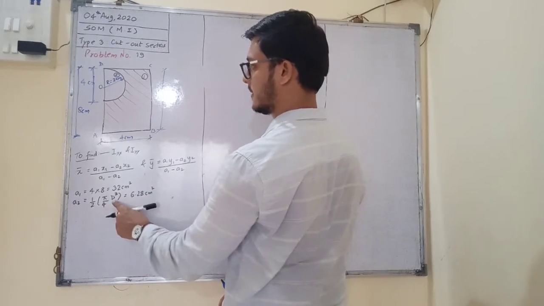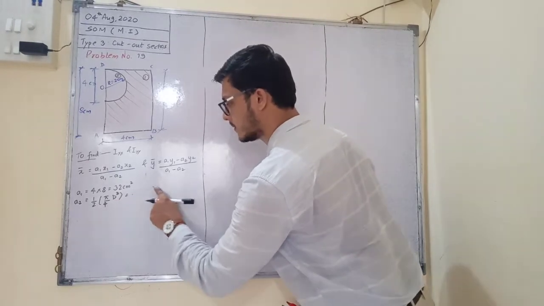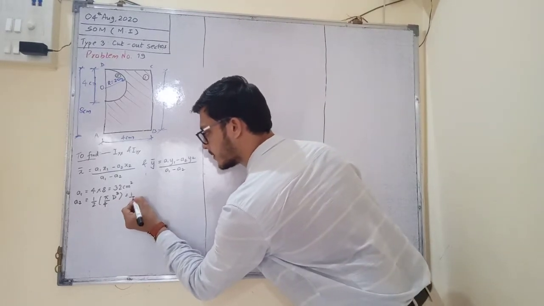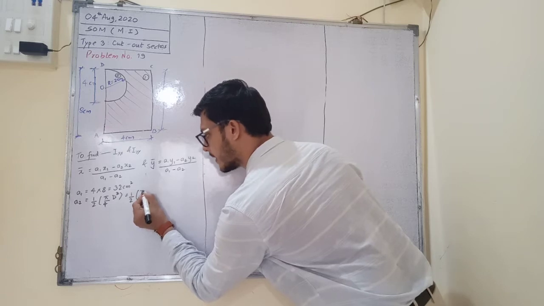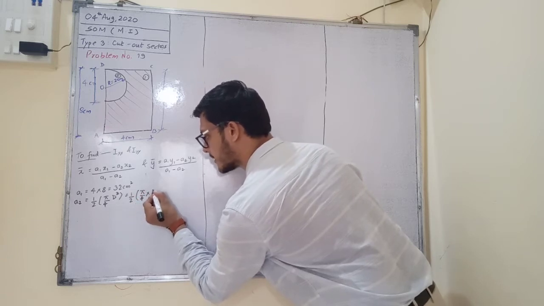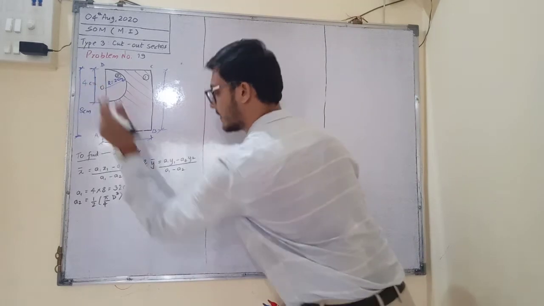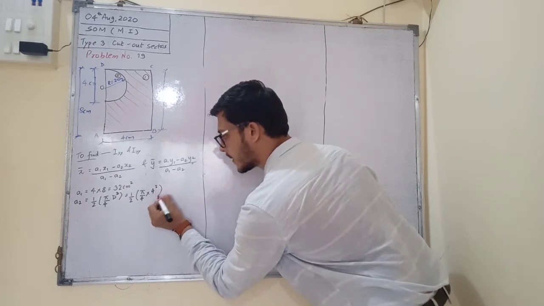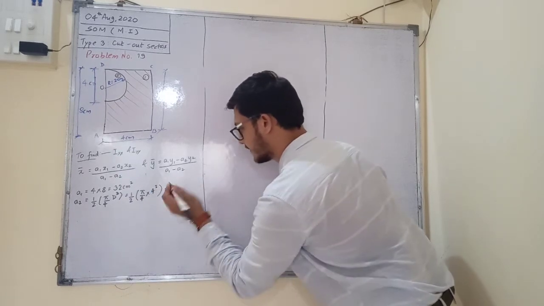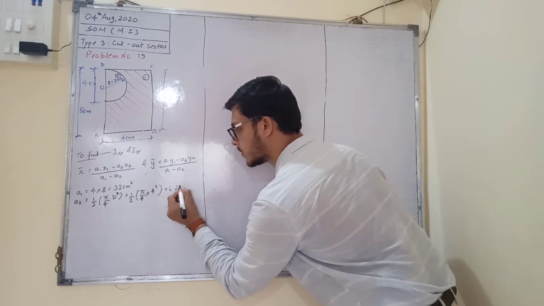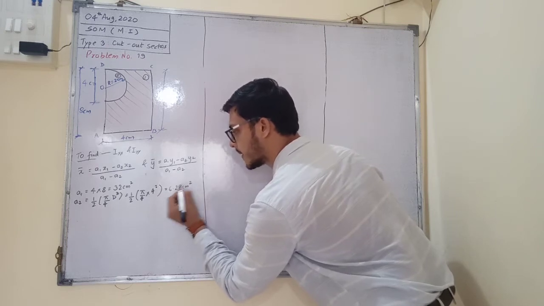Diameter is 4. I will substitute the value. It is better for you to understand. Half of pi by 4, with diameter 4, the diameter is given as 4 centimeter, 4 square. So 4 will cancel. It will be 2 pi, which is 6.28 centimeter square.